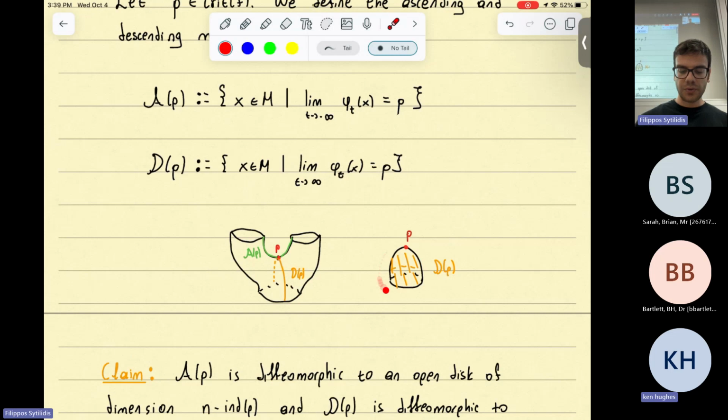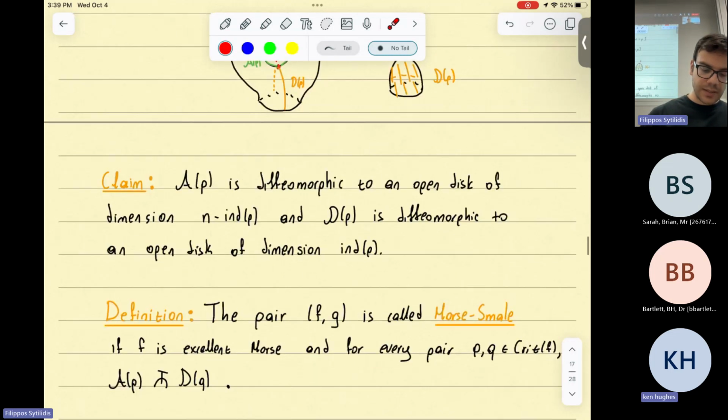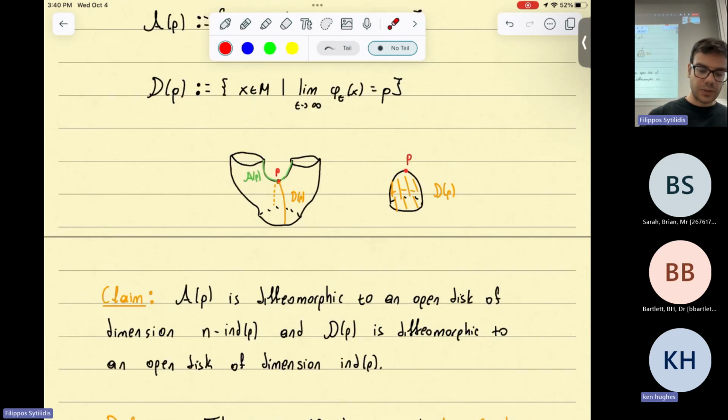Likewise, if my surface is just this disk with a height function and I have my critical point P, here the descending manifold is the entire disk. All the points are going to flow to P. And I'll be using as a claim that the ascending manifold of P is diffeomorphic to an open disk of dimension n minus the index of P, and the descending manifold of P is diffeomorphic to an open disk of dimension the index of P. Okay?